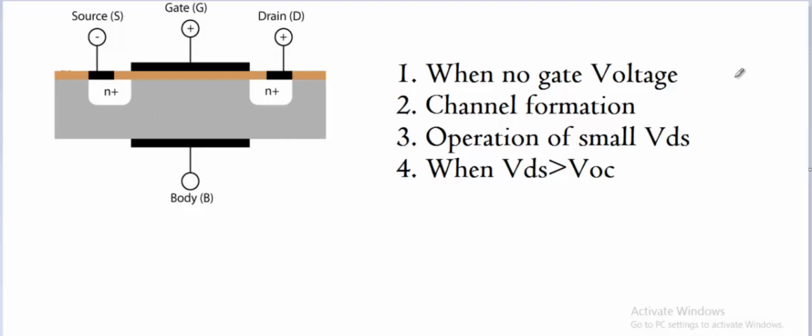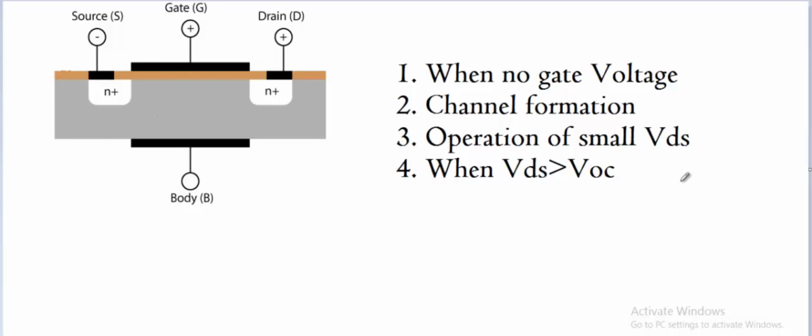In my previous lecture, I just talked about device structure. So in this video, I'm going to divide the entire topic of MOSFET into 4 parts. The first one is what happens when there is no gate voltage, and the second thing is the channel formation, and the third thing is when you operate with small VDS voltage, and the fourth one is what happens when you operate with VDS greater than the overdrive voltage. OV indicates the overdrive voltage.